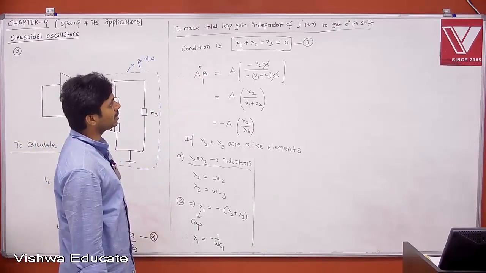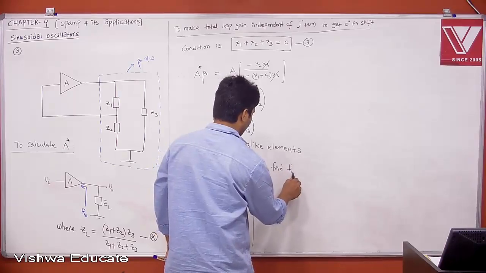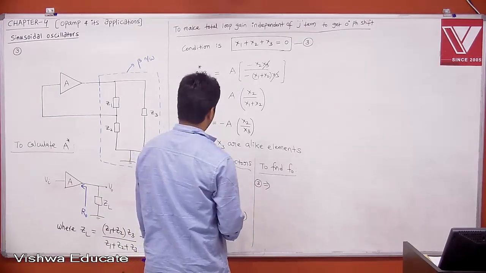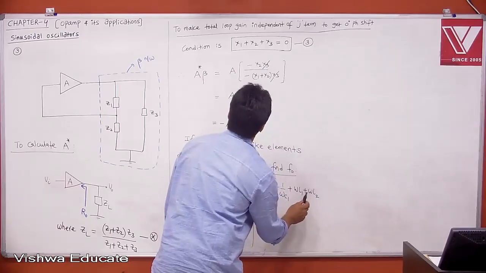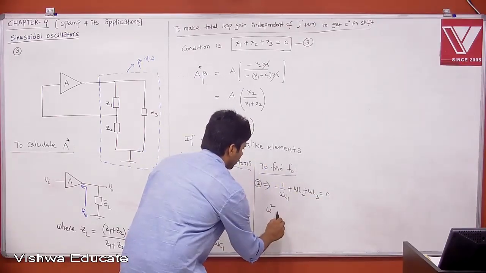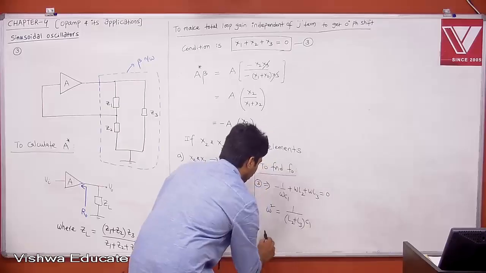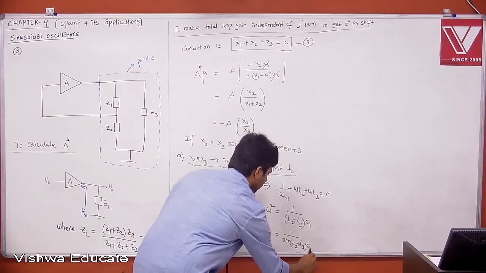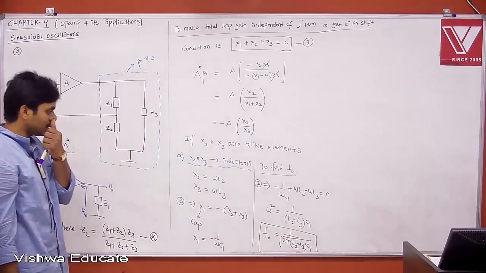To get resonant frequency, X1 plus X2 plus X3 is equal to 0. If you do that, what will you get? Therefore, to find resonant frequency f0, 3 implies minus 1 by omega C1 plus omega L2 plus omega L3 is equal to 0. If you take omega this side, you will get omega square is equal to 1 by (L2 plus L3) into C1. Therefore, resonant frequency f0 is equal to 1 by 2 pi root of (L2 plus L3) into C1. This is our resonant frequency if X2, X3 are inductors, right?